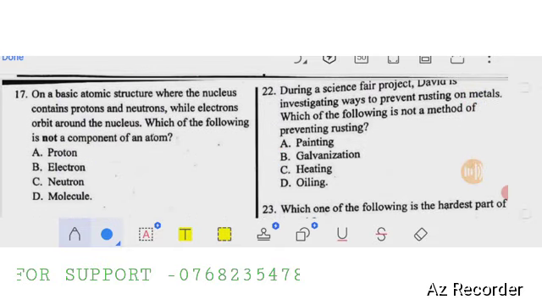Question 17. On a basic atomic structure, the nucleus contains protons and neutrons, which is 100% true. When electrons orbit the nucleus, yes, they are on the energy level. Which of the following is not a component of an atom? Proton is there, electron is there, neutron is there, molecule is not a component of an atom. And we have a formula called PEN, where P stands for proton, E stands for electron, and N stands for neutron. These are the components of the atom, and we call them subatomic particles.